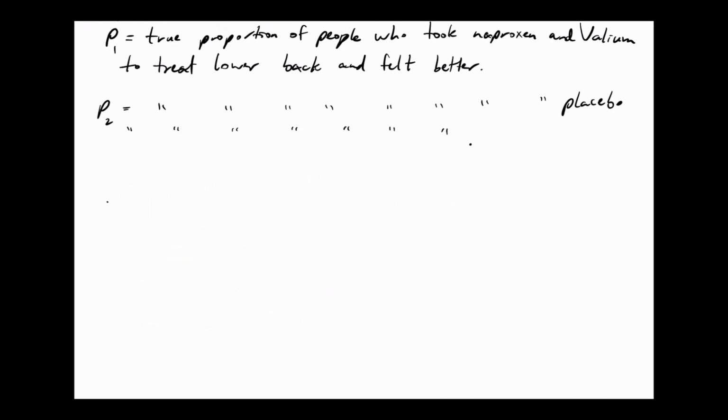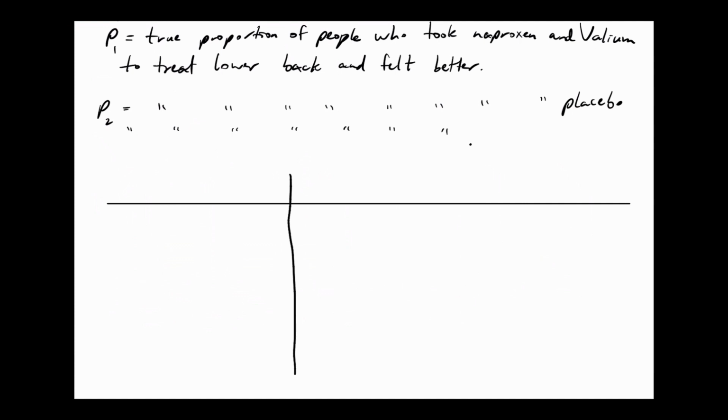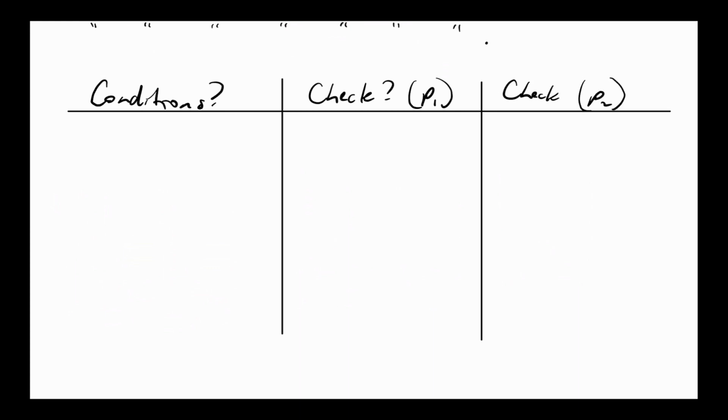All right, so let's set up. It's the same three we've been doing since the beginning of chapter 7. But we have 2 samples. So I need 3 columns. Okay. Conditions. So I'm going to check. This is P1. Check. P2.